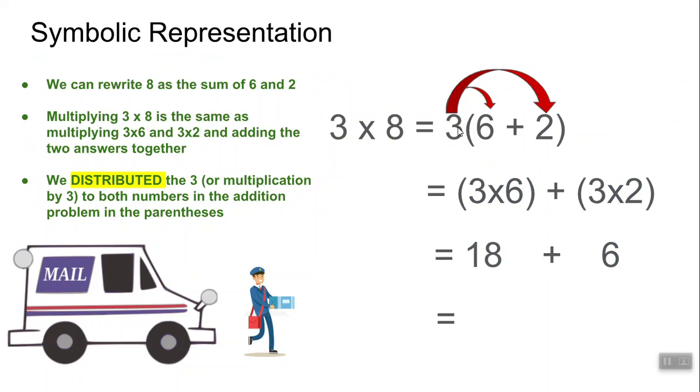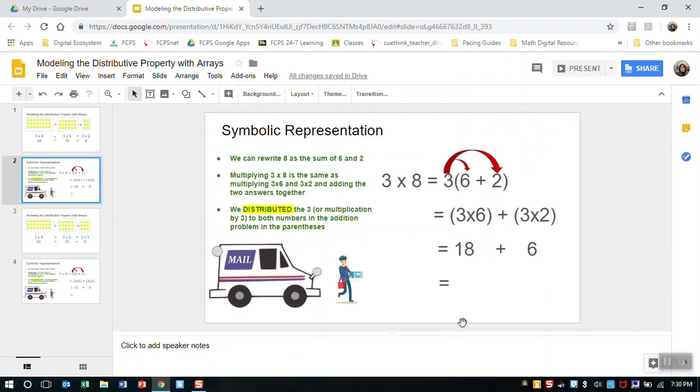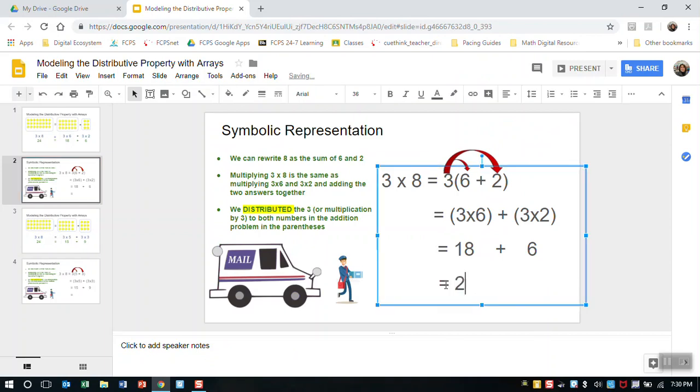When I simplify that, I multiply this 3 by 6, down here, 3 times 6, I get 18. And then I get 3 times 2, that gives me 6. And together, my answer is 24.